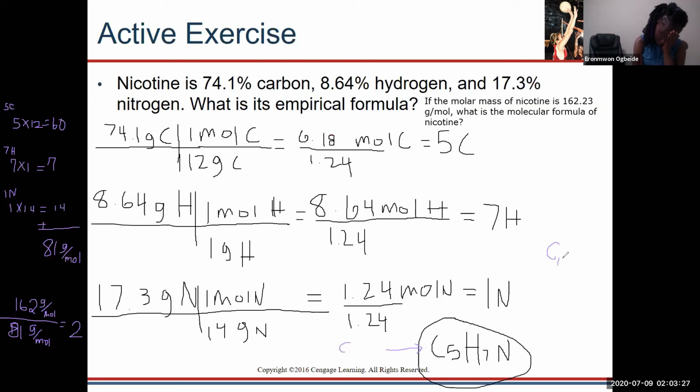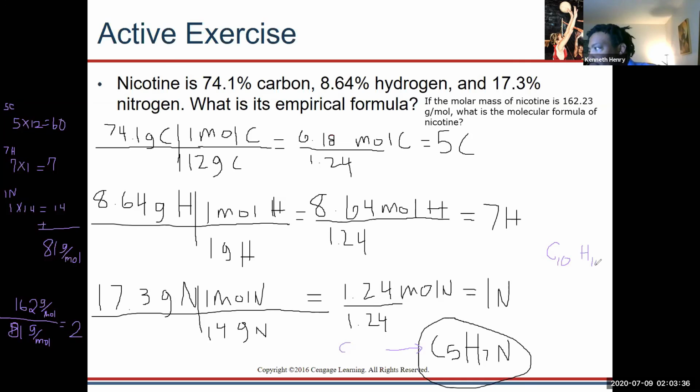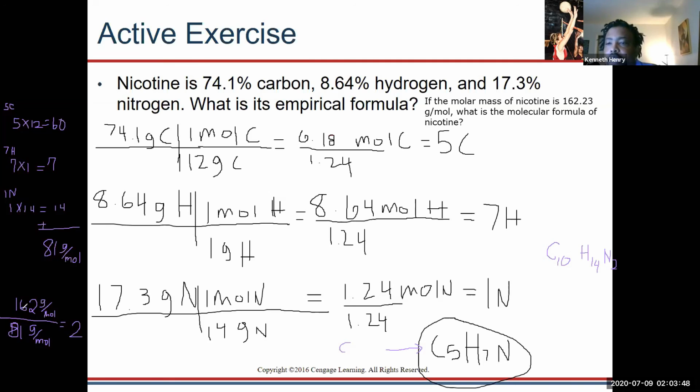C10, H14. Stephanie has a question. He gave it to us, right? It was given to us in N2, on the top, nicotine. Oh, I rounded. You can spank me for that. I got carried away. It should be 162.23, but it's still going to be about 2. Does that answer your question, Stephanie?